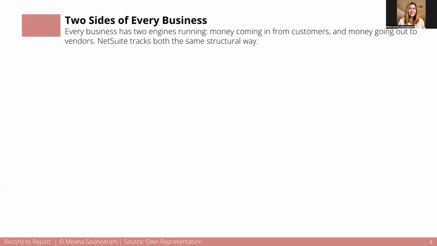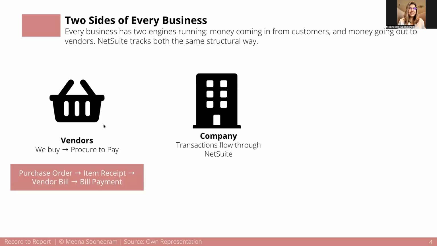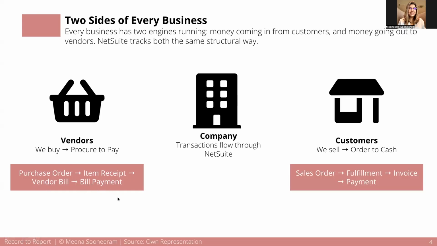Now, let's look briefly at the two sides of a business. So you have your company. On one side, we buy from the vendor, that's the procure-to-pay process, or P2P. The process in NetSuite is we create a PO, we receive or we bill either way, and then we proceed with the payment. On the other side, we sell to our customers, so that's the order-to-cash process. On NetSuite, it starts with your sales orders. You can either fulfill first or invoice first, and then of course you will proceed with collecting the cash.